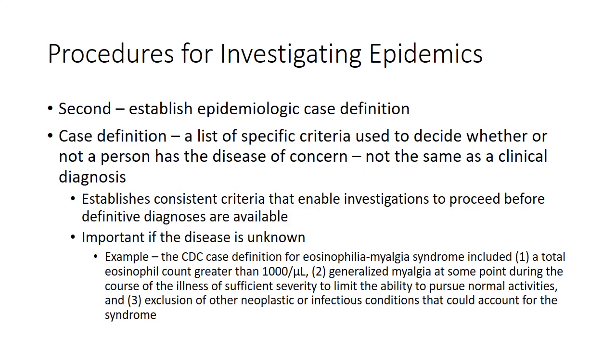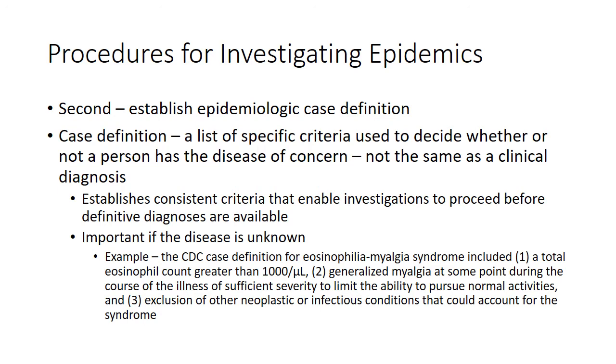Next, you want to establish what your case definition is, and so usually you're going to have a list of very specific criteria that will be used to determine whether or not a person actually has the disease that is of concern. This is not the same as a clinical diagnosis. Basically this is just establishing consistent criteria that will enable the investigators to proceed. So even if you don't have a specific diagnosis made yet, you can at least have an idea of which people fit the criteria, people that may warrant further investigation.